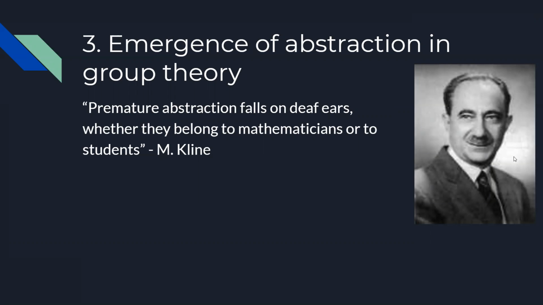So here's a quote by M. Klein, which I found really interesting. Premature abstraction falls on deaf ears, whether they belong to mathematicians or to students. And this is really prevalent in Galois's time when he was coming up with a lot of his group theory, because there wasn't a lot of foundation built when he came up with many of his early ideas. So it kind of just went over most of the other mathematicians' heads.